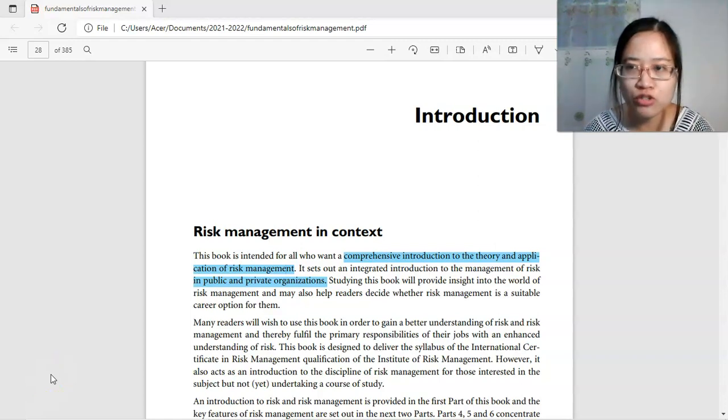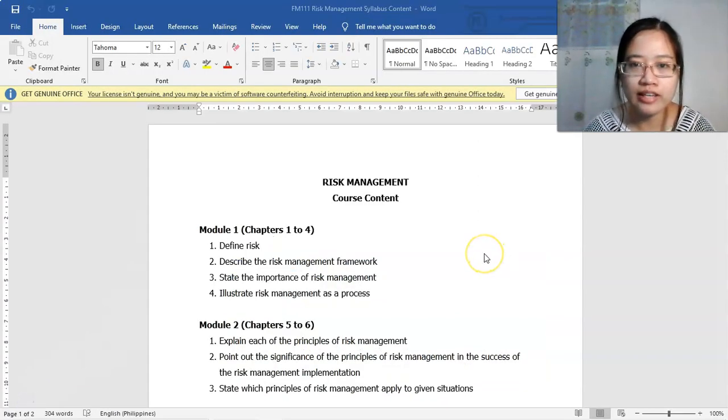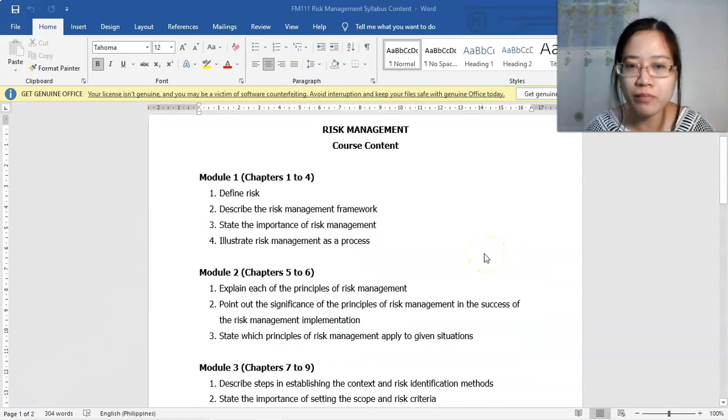So, etong resource or yung material na gagamitin natin for the discussion, this is available online, and the title of the book is Fundamentals of Risk Management. And I think this is provided by the Institute on Risk Management, or was it Institute of Risk Management? Something like that, okay? I'll be providing the link in the description of the video, but for now, let's go through the course content. Okay, so yung course content ng subject, so you have 5 modules.